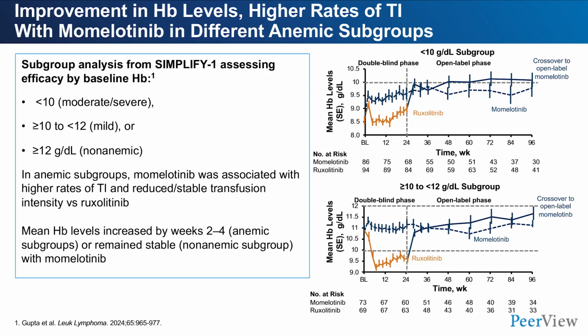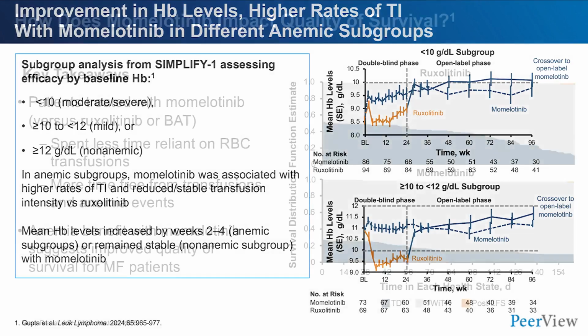And if you look here on the right and see the trend of hemoglobin increase, you can see that by week 4, there was an increase of hemoglobin in the group of patients with hemoglobin less than 10 grams per deciliter, and a stabilization of anemia for those patients with hemoglobin between 10 and 12. Conversely, looking at ruxolitinib, this is a typical picture of the ruxolitinib trend for anemia, where you can see a reduction of hemoglobin level. But again, after week 24, those patients who cross over from ruxolitinib to momelotinib have had a quite rapid increase of hemoglobin level in the two populations, anemic and not anemic.